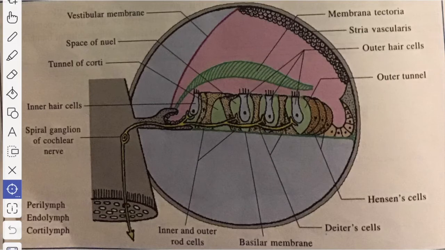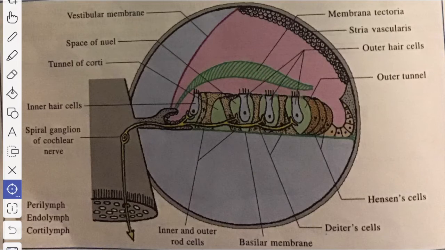On the other hand, the reticular membrane acts as an ionic barrier, preventing the exchange between the endolymph and the corti lymph. The high sodium and low potassium ion concentration of the corti lymph form a normal ionic environment for the excitable hair cells. Next we'll see about the membrana tectoria.